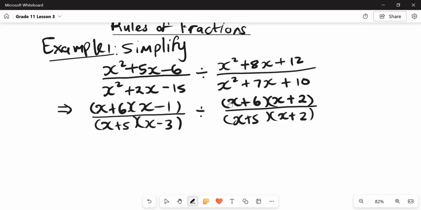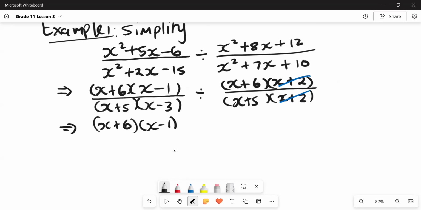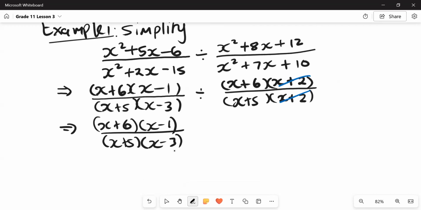And then from here, we have a denominator and a numerator which are common, right? So we cancel those two quickly without waste of time. Now that we're done, you'll end up with your x plus 6 there and x minus 1, close bracket, x plus 5. Keep it as it is.